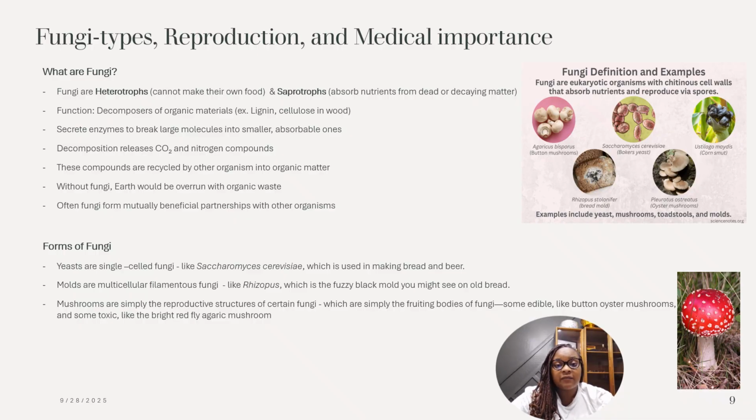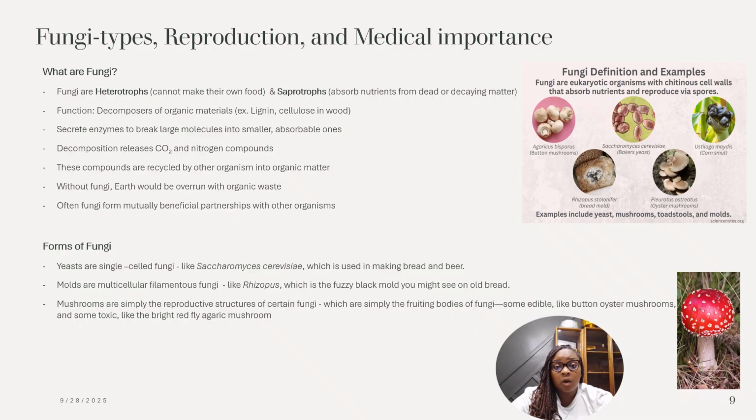An example of this is if a tree falls down in the forest, the fungi breaks down the wood by digesting the lignin and the cellulose. When fungi break things down, they release carbon dioxide and nitrogen compounds back into the environment. Other organisms then recycle these compounds, helping to keep the ecosystem balanced. It's like a nice partnership they have going on. An example of this is a fungus called mycorrhizal, and it attaches to plant roots and helps plants absorb water and nutrients. And in return, that plant shares its sugars with the fungi.